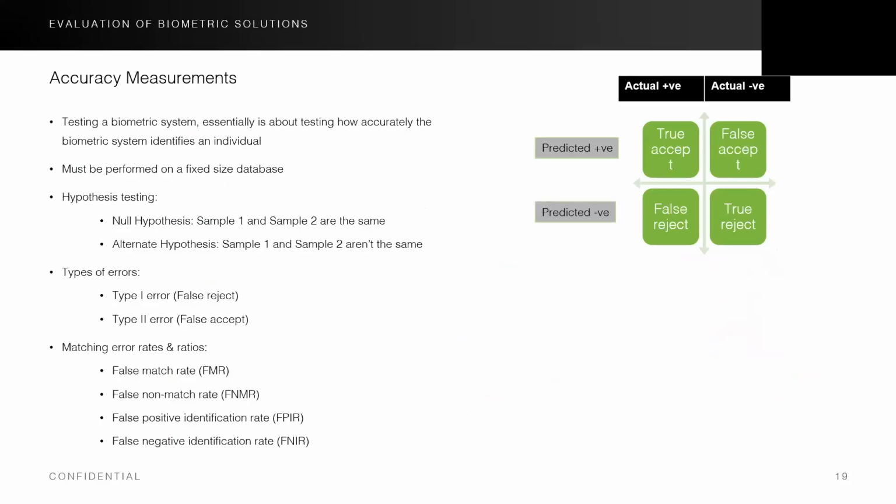Now that we understand how these biometric systems are going to be designed and what the components are, one of the key questions a lot of businesses which want to incorporate biometrics into their solution would ask is: how do we determine that this biometric solution is working accurately? Testing a biometric system essentially is all about testing how accurately the biometric system identifies an individual. And when we are determining the quality of a biometric solution itself, typically this determination is carried out on a fixed database.